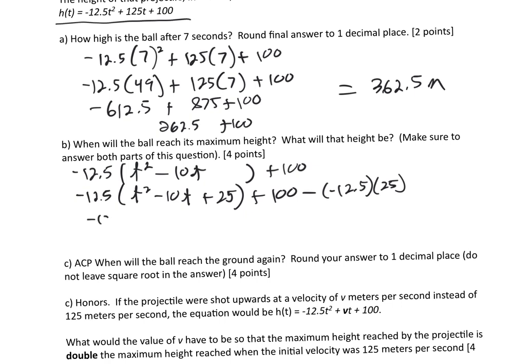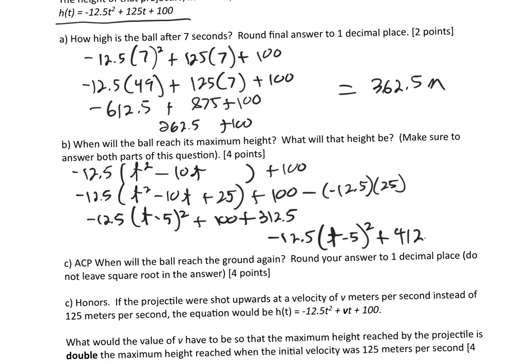So we're going to get negative 12.5 times t minus 5 squared plus 100 plus 12.5 times 25, which is 312.5. So we end up with negative 12.5 times t minus 5 squared plus 412.5. So it reaches its maximum height of 412.5 meters after 5 seconds.